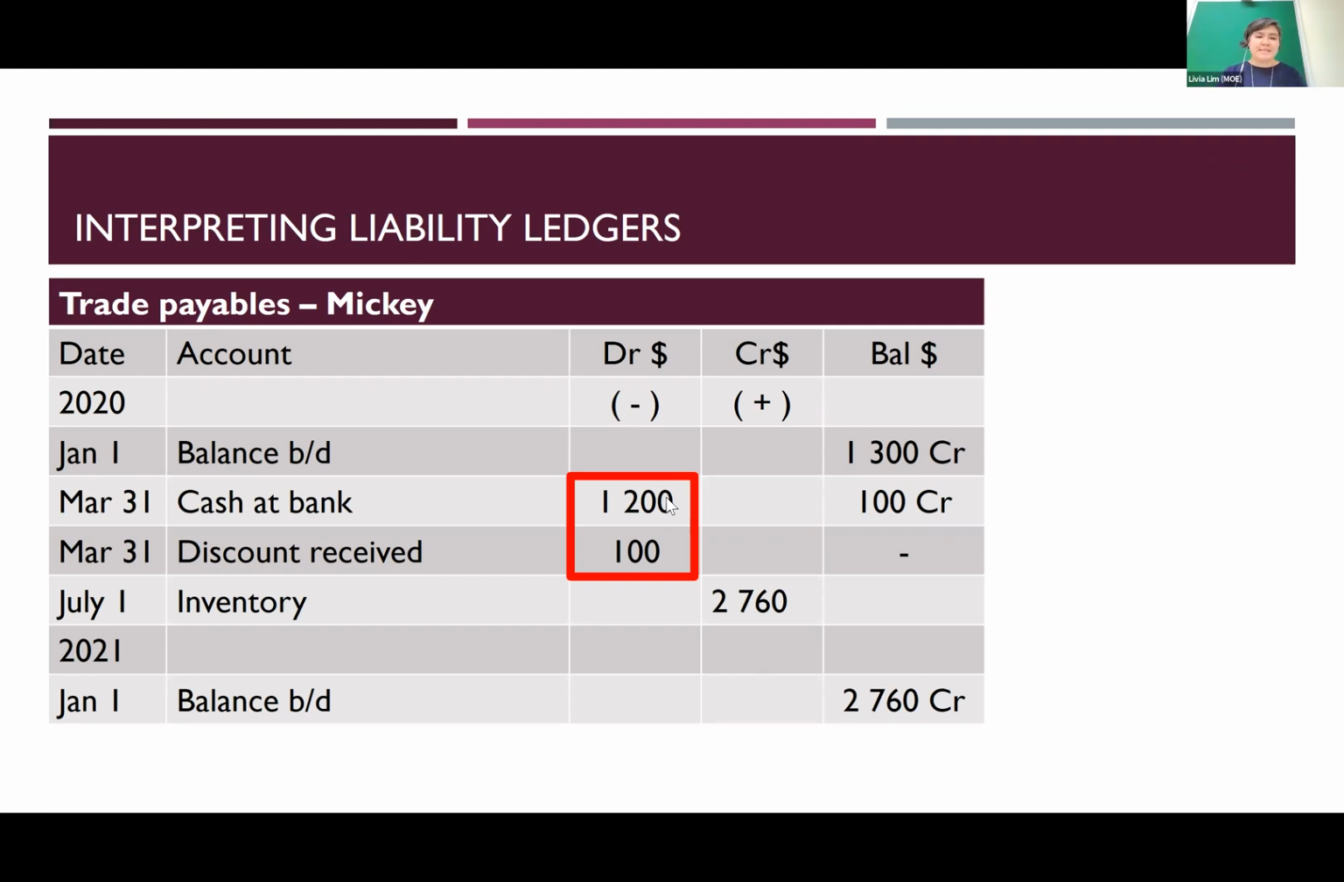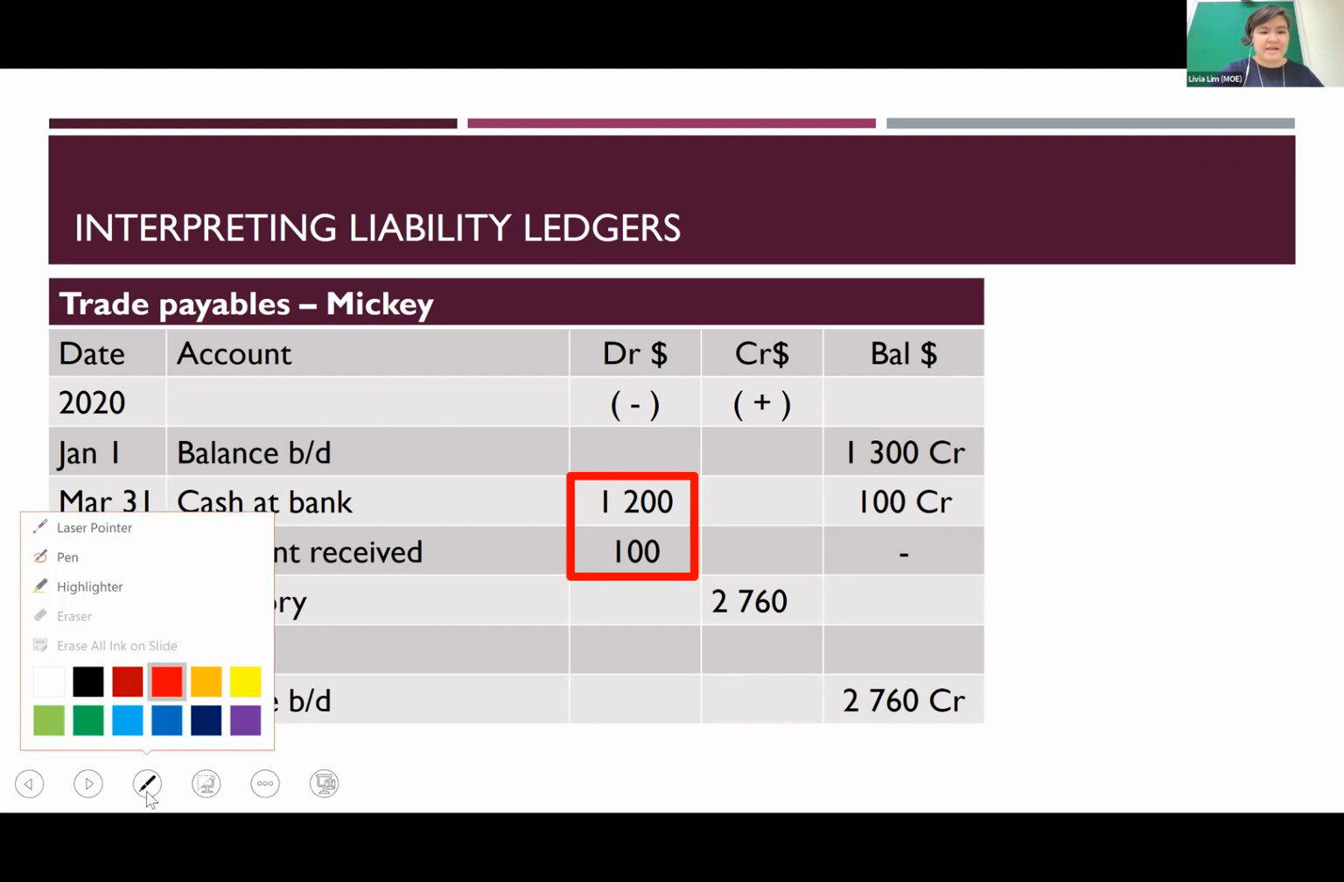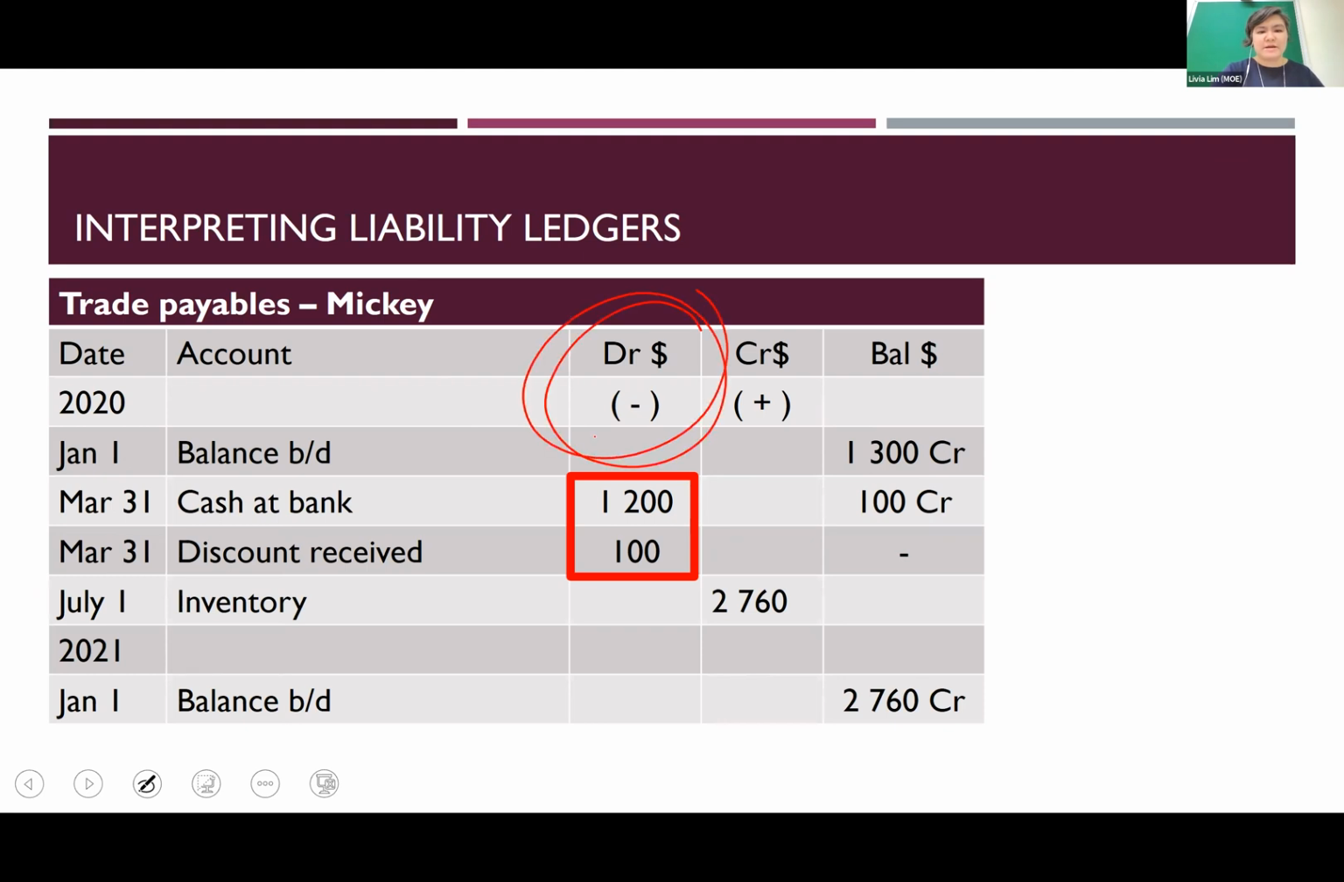All right, so in this case, we're taking a look at March 31st. And on March 31st, there are a few things that you need to do. So they want you to describe this transaction where trade payables, Mickey, has reduced by $1,200 cash at bank and $1,000 discount received. So both of them are actually a pair. So what's happened here? You could pause the video and try it out. And then after that, you can go through my answers with me.